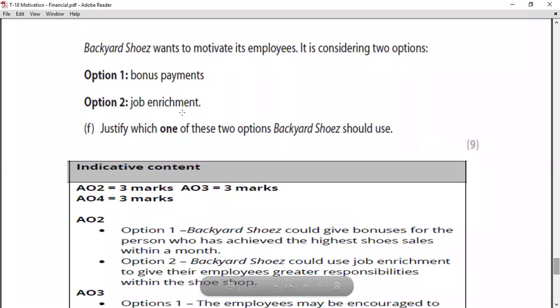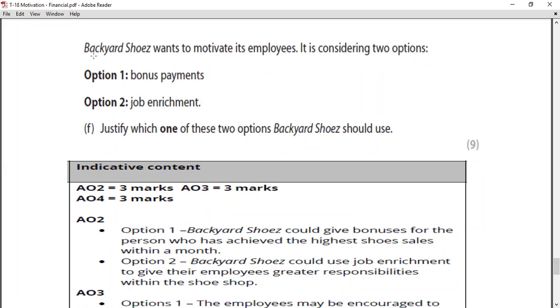Think of option one, which I selected now, because you don't know what option two is. Option one, bonus payment. If this is a 9-mark question, I always use a method called the 2-1 method: two advantages of bonus, one disadvantage of bonus, and give some kind of conclusion.